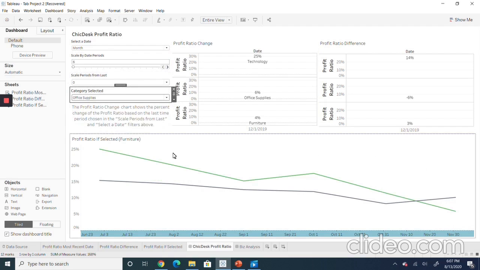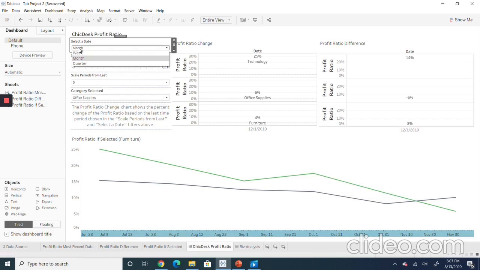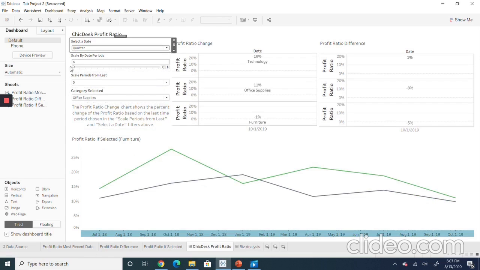From a recency bias standpoint, it would look like ChicDesk should remove the office supplies product category due to the more current declines in profit ratio. However, although this category has been declining, let's look at how it has done over the past 3 years. We'll go back to quarter, and we'll go back to 12 months.